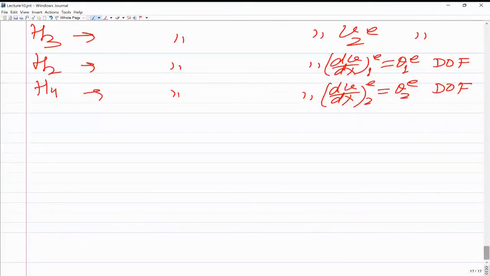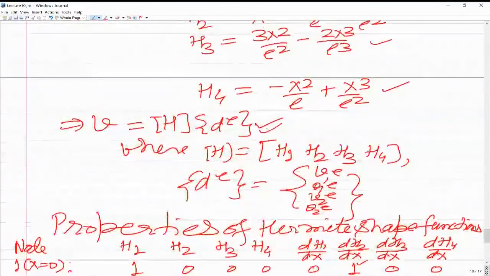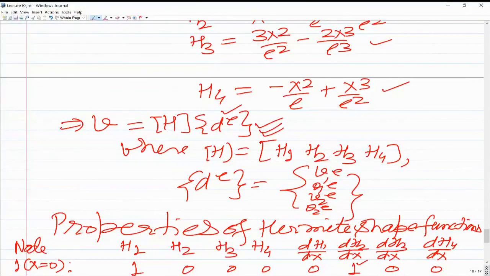So that is why the shape functions' derivatives are either 0 or unity at node 1 and 2, as discussed above. Now the next thing we do is substitute this approximate solution, given by v equal to h into d, in the integral functional, and then we take the variation of the integral functional and equate it to 0 for any arbitrary variation in the vector of elemental degrees of freedom, and we get the element level governing equation.